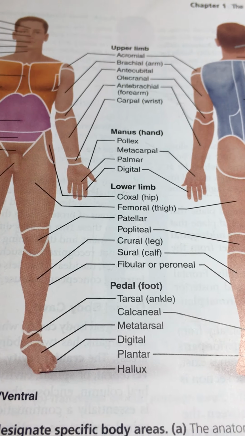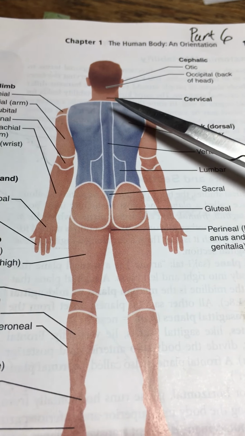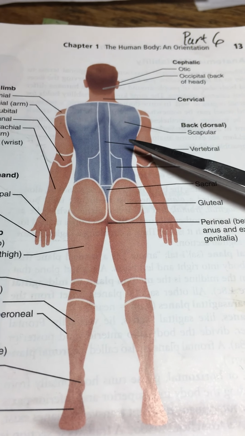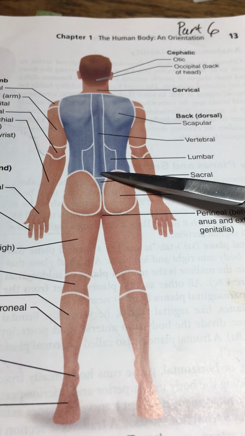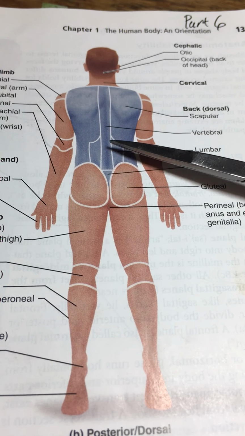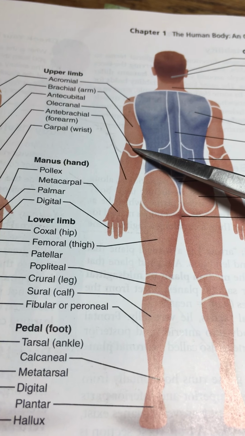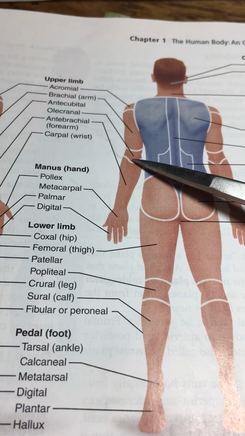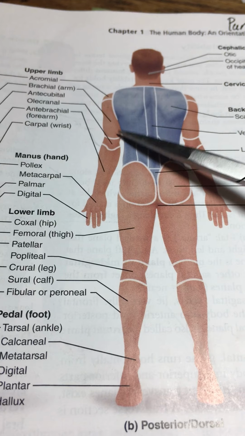Okay, the back here, we have a cervical region and the back because of the neck. Okay, we have the dorsal aspect. These are things intrinsic to the back. Over here, we do have the acromial again. We have the olecranon area, which is the back of the antecubital. We have the antebrachium, the brachium.